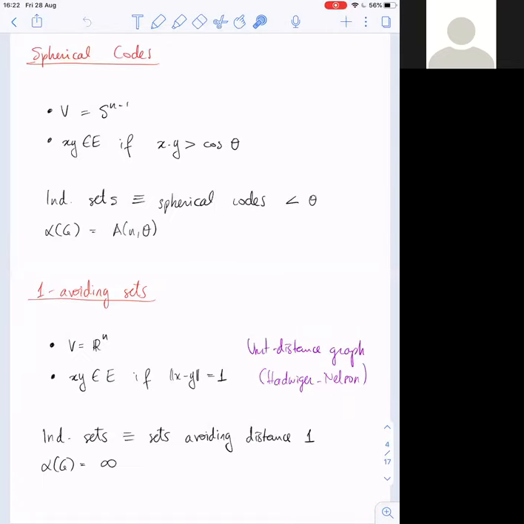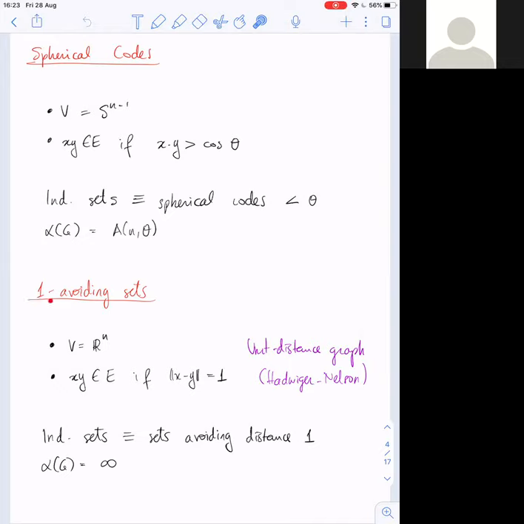Okay, so other problems. So you have spherical codes. In the spherical codes problem, again, the vertex set is the sphere, and two vertices are adjacent if they are close, if the angle between them is less than theta, which means that the inner product is greater than cosine of theta. Then the independent sets are now finite, and they correspond to spherical codes of minimum angle theta. And then the independence number of this graph is the maximum size of a spherical code of minimum angle theta.